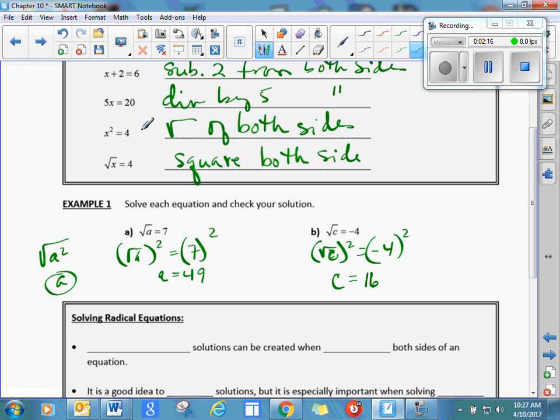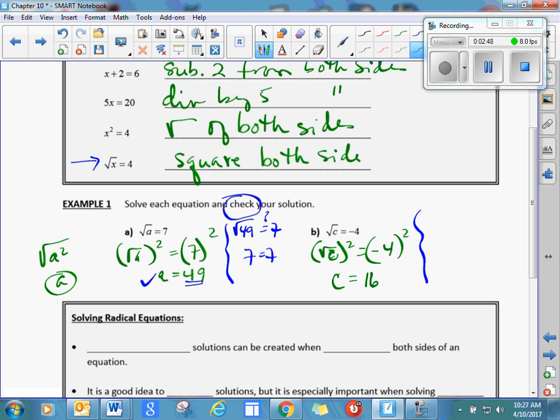When we are working with equations that look like this, the check is really important, because we are going to have times when our answers don't work and we have to throw them out. So in this case, to do the check on this one, we're going to take our 49, plug it in, and ask ourselves, does the square root of 49 really equal 7? What's on the other side of the equal sign? Yeah, it does. And in this case, our answer is 49 and we're good to go.